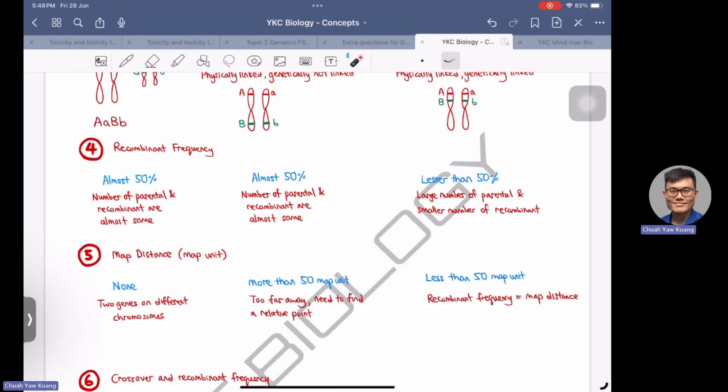All right, so please remember, for those unlinked genes, they don't have any map distance because they are not on the same chromosome. They are on different chromosomes, so we cannot count the distance between the two genes.